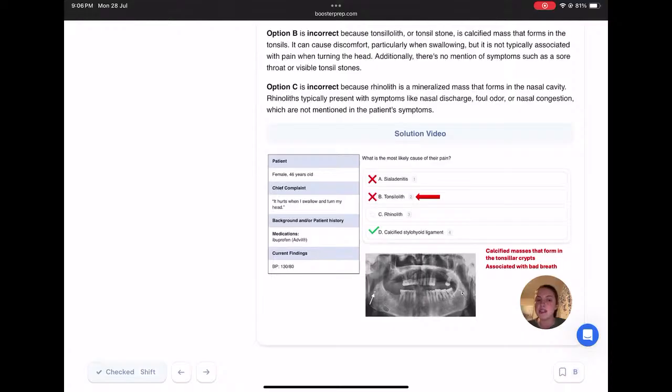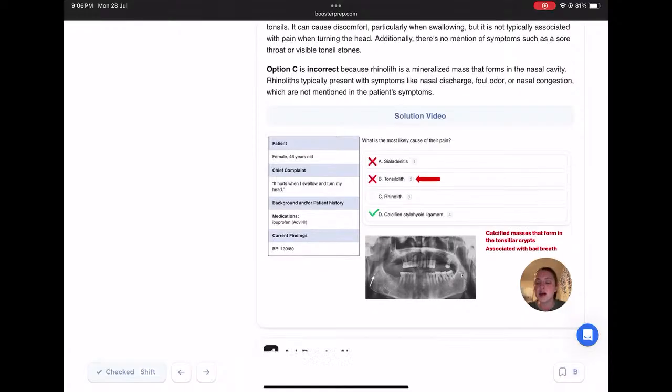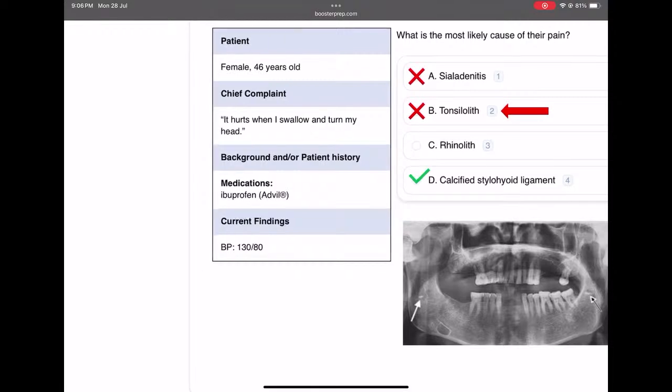Now, how is this similar and how is this different from Eagle syndrome? Both are calcifications that are radiographically visible, even though they're obviously in different radiographic locations, and both may cause discomfort when swallowing and are commonly asymptomatic.